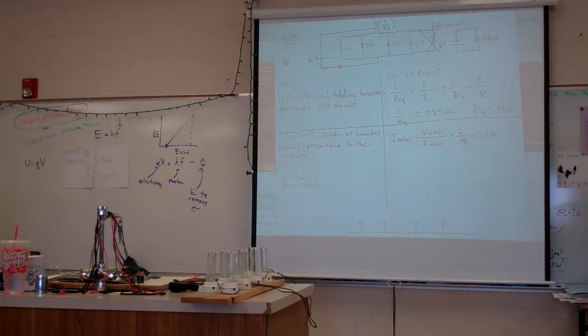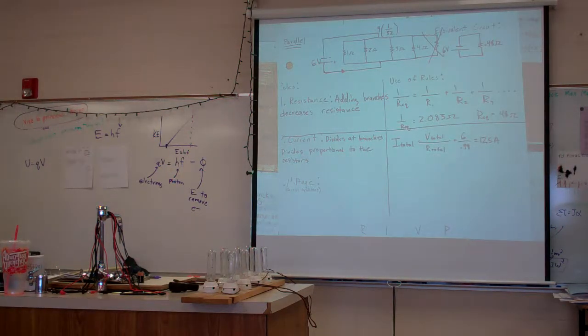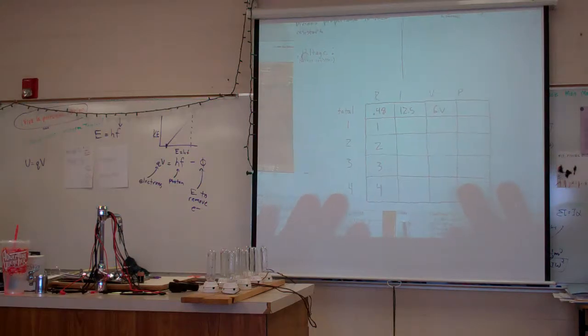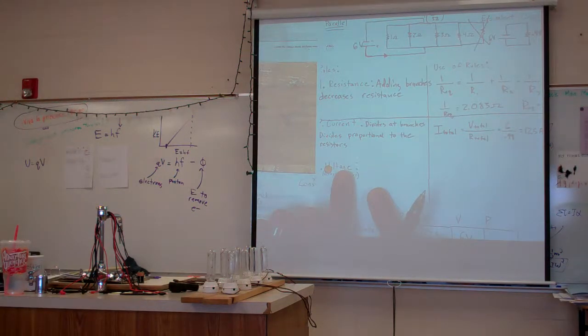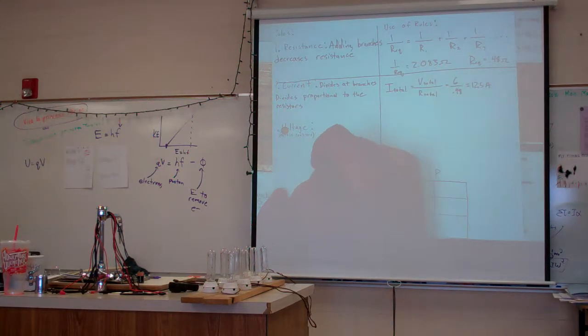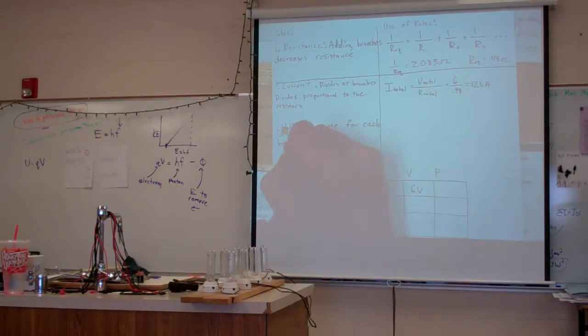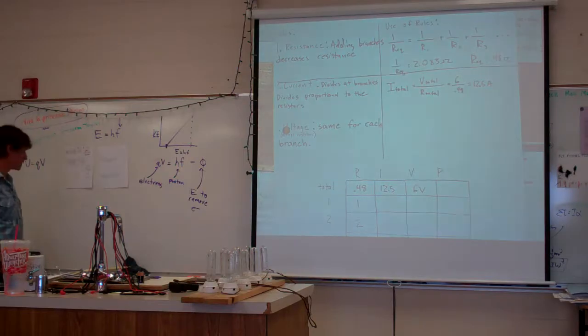Okay, so the current's going to divide. We know that this one's going to get the most current. But how do we find the current? Let's look at our chart. To get I, what do I need to know? The easiest way to do it is to get the voltage for each resistor. So we're going to do this rule first, then we'll go back and get the currents. Voltage for parallel is very easy because it's the same for each branch.